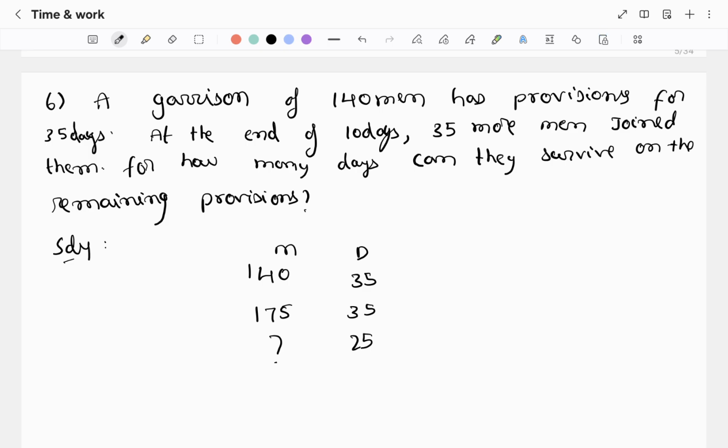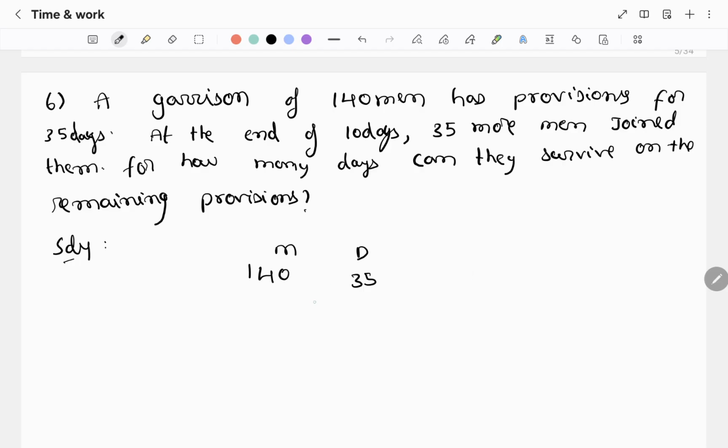See, we have read the question not properly. A garrison of 140 men has provisions for 35 days. At the end of 10 days, 35 more men joined, so it is 175 people. After completion of 10 days, these 140 men are there. Then what they are asking is, after that, how many people joined? 35 more, 175. The food lasts for how many days, they are asking. So M1 D1 is, I repeat this question again, so as not to confuse you.